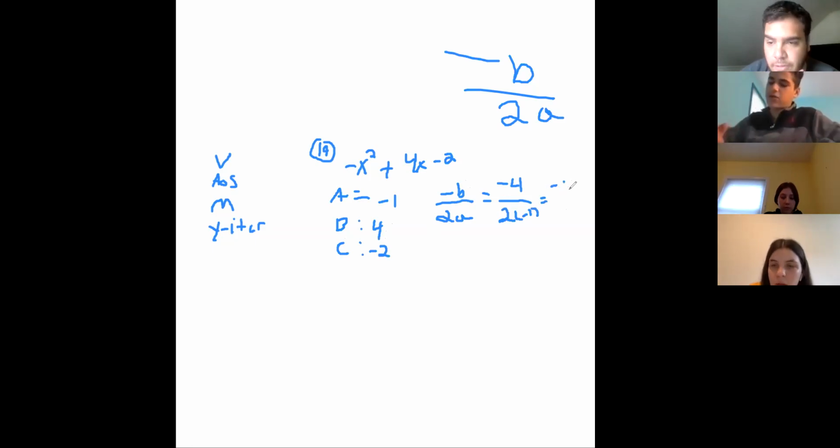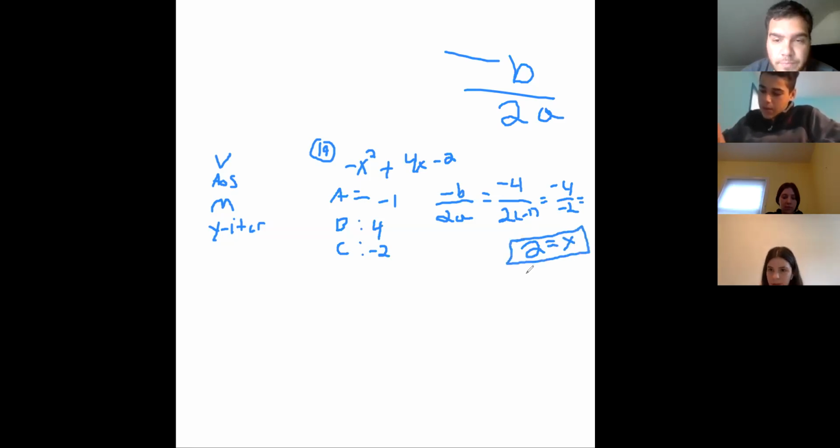So that's negative 4 over negative 2. And then when you reduce it, positive 2. Positive 2, yes. So that is my x value of my vertex.